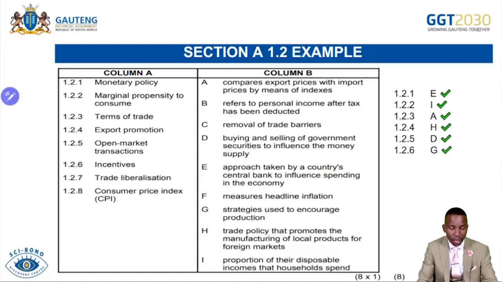It is correct. And then 1.2.6 is G. 1.2.6 is incentive. So let's see G. Strategies used to encourage production. It is indeed correct. And then 1.2.7, we have a C. Let's see, 1.2.7 is trade liberalization. So our C says a removal of trade barriers. It's correct again. And then 1.2.8 is F. Consumer price index. Let's see F measures headline inflation.